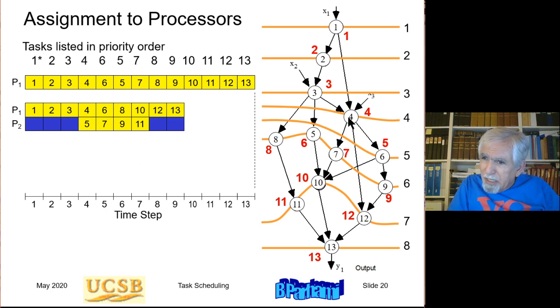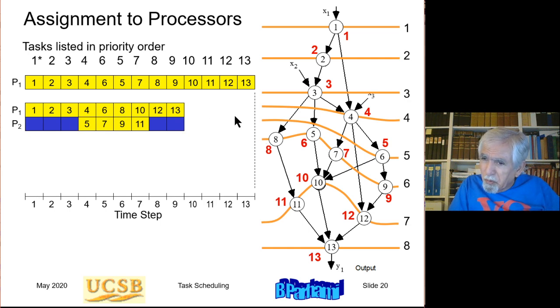Okay, so 4 at this point has the highest priority. This one has the highest priority, but it's not ready to be executed. So I go to this one. And now with 2 processors, I can execute this in 9 time units instead of 13. I couldn't quite double the speed because of this waste of processor time.